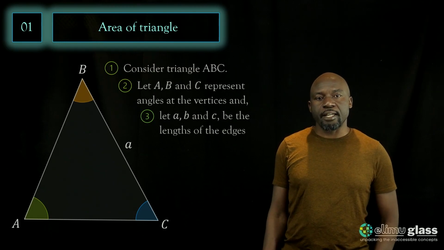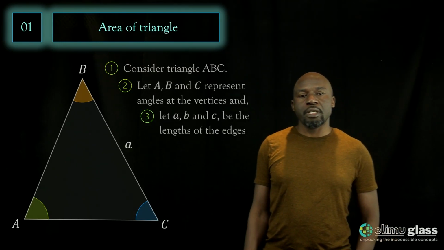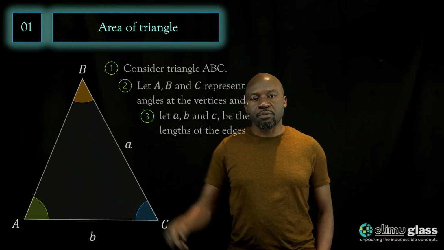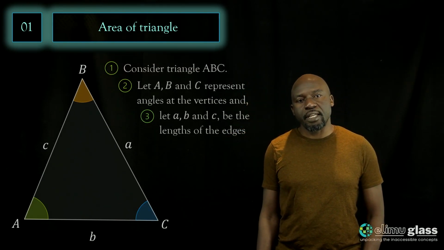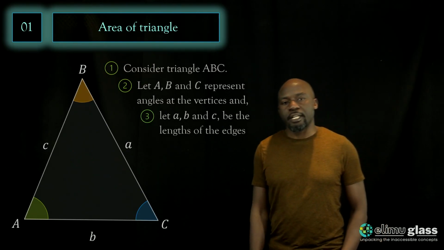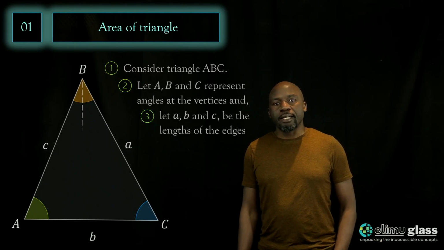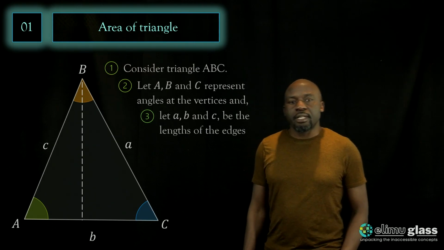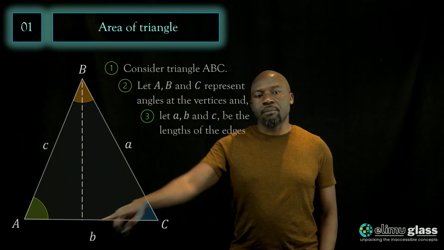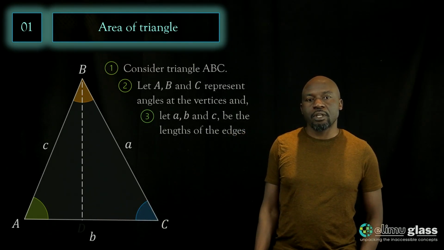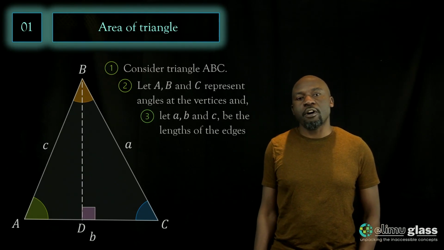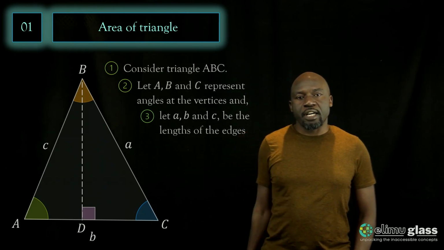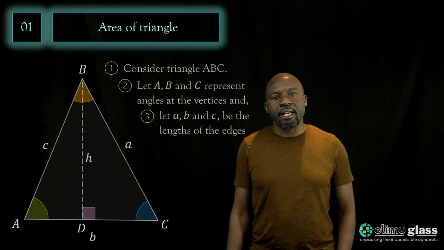All right, so that's side A. The side which is opposite to B would be lowercase b, and the side that is opposite to angle C is lowercase c. We draw a perpendicular to join the bottom side AC. So there is a perpendicular joining side AC at the point D. We will also give that perpendicular height a name, H.